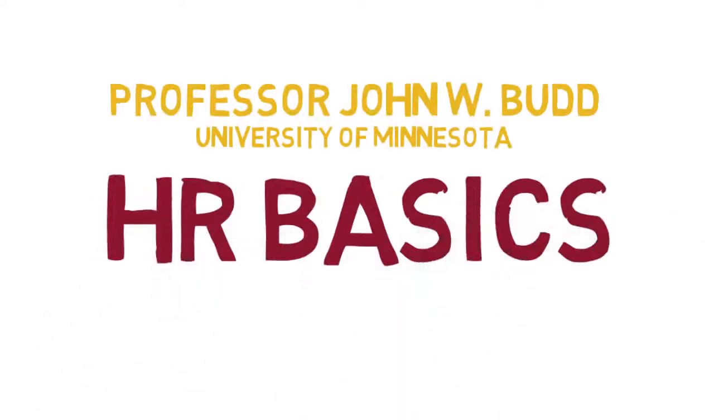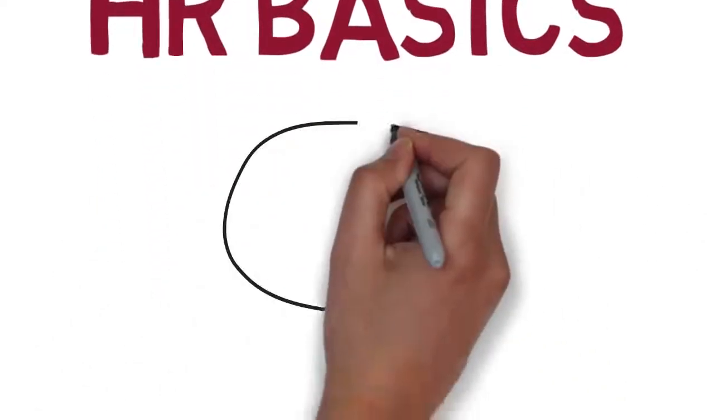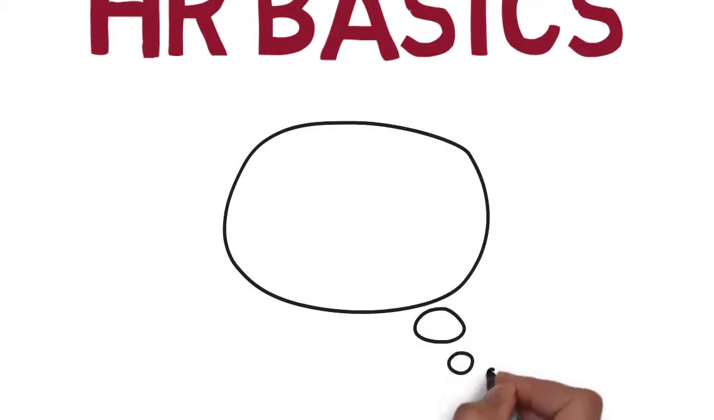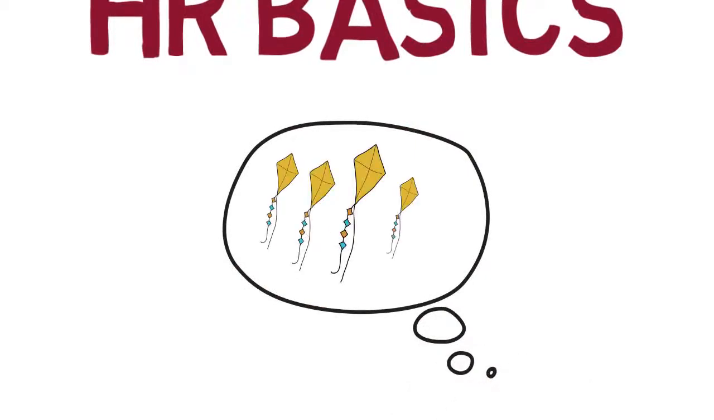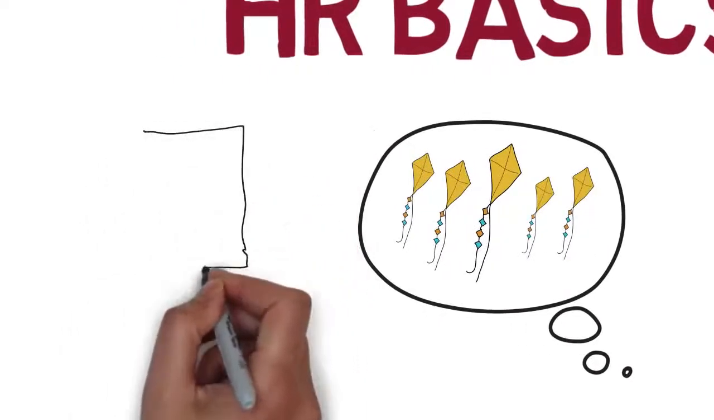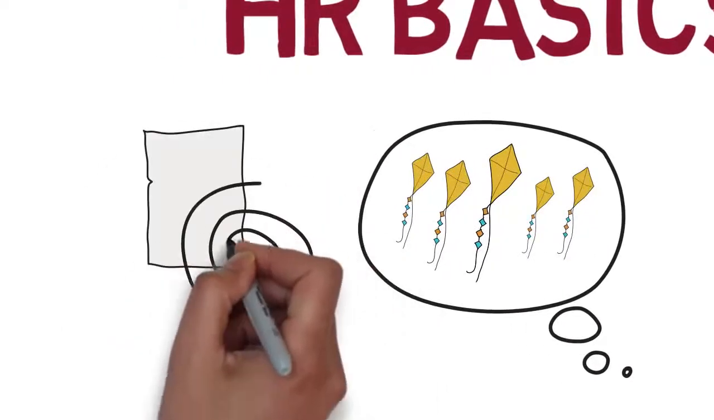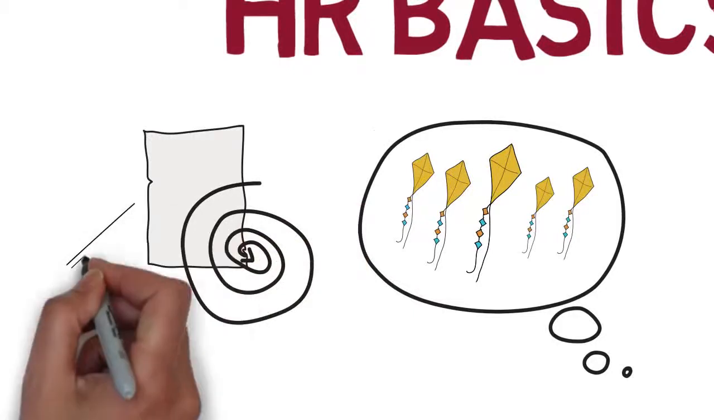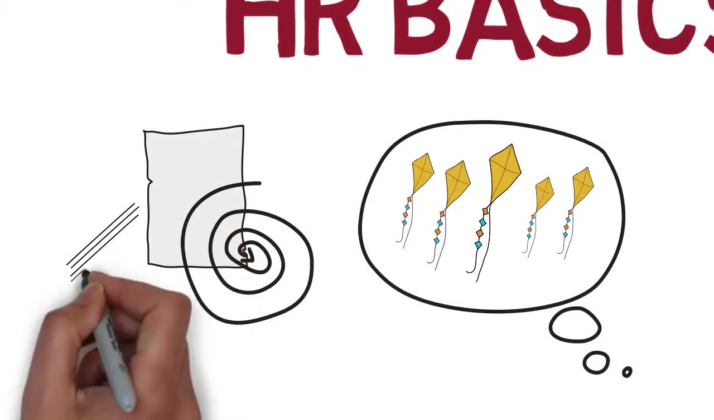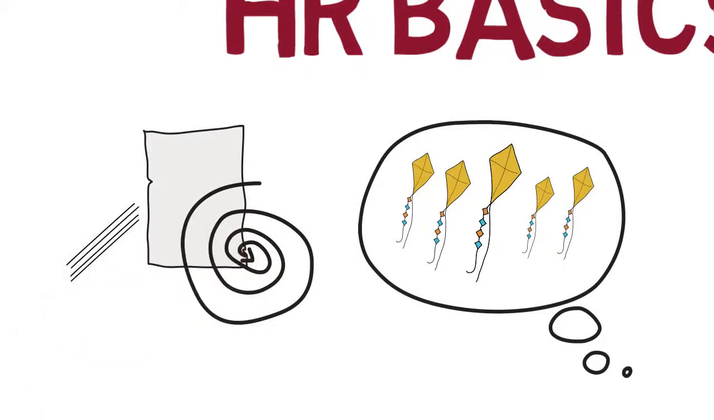Welcome to my animation on the basics of human resources. Suppose somebody has an idea for a product or a service, maybe a new line of kites. So in order to make and sell these kites, we need some materials like nylon fabric, string, some carbon fiber rods. But these inanimate objects aren't going to make anything on their own. How will the kites get constructed?